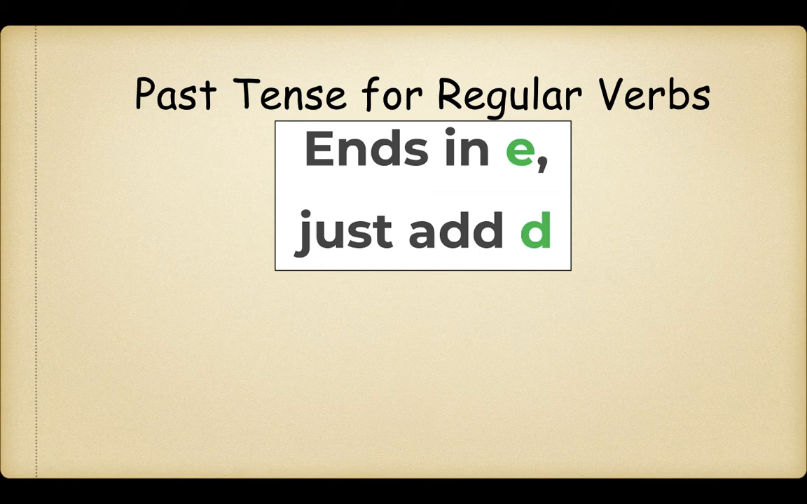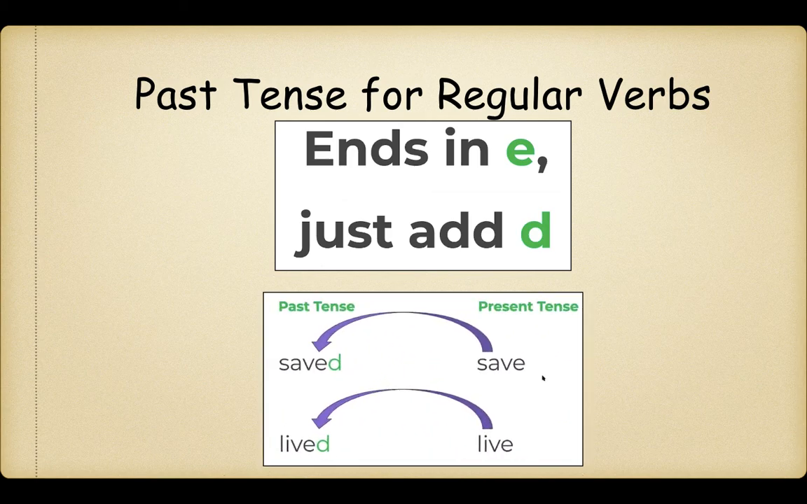Let's have a look at another rule. If the verb ends in e, you just add d. Let's have a look at what that looks like. So here we have save. I save money. And then if I make it a past tense word, I can put D at the end because it ends in an E. So I put a D at the end and it becomes saved.